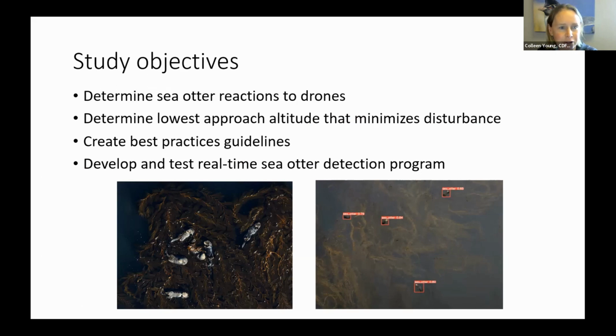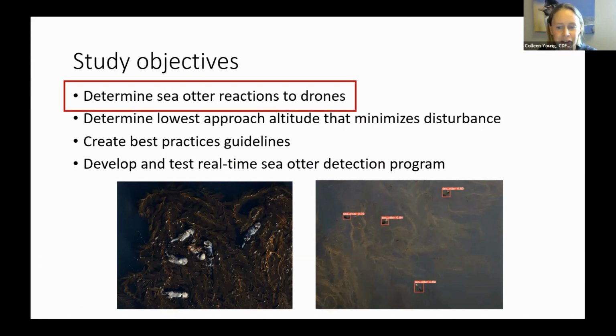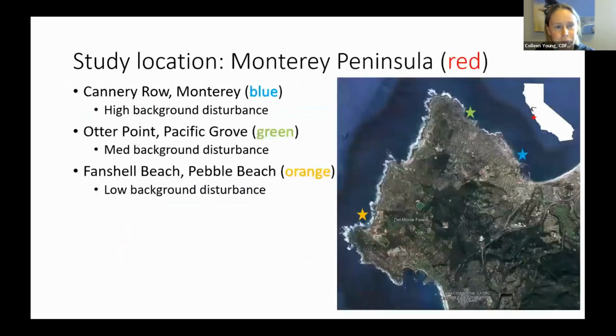But because of time constraints, I'm only going to be talking about our first objective, which is determining sea otter reactions to drones. Now, I think most of us would probably assume that sea otters do react to drones and they can cause a disturbance, but we found that there's not any published literature on that. And so it was really important for us to scientifically document what those reactions are, rather than just saying that we think that there are reactions occurring.